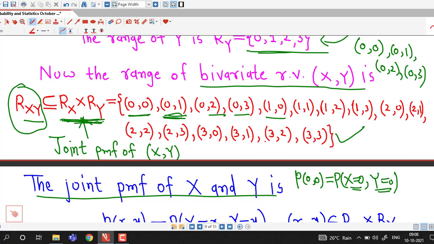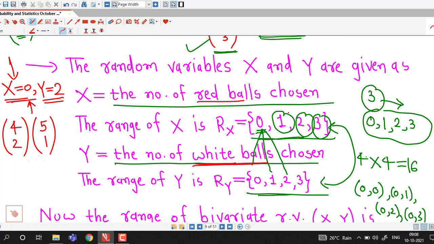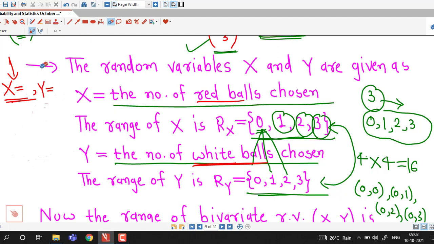So in this way we have to calculate the value of the joint PMF at each of these points. Suppose we are interested in the value of the joint PMF at the point P of (1, 0), then capital X is 1 and capital Y takes the value 0. P of (1, 0) means the probability of the event X equal to 1 and Y equal to 0.